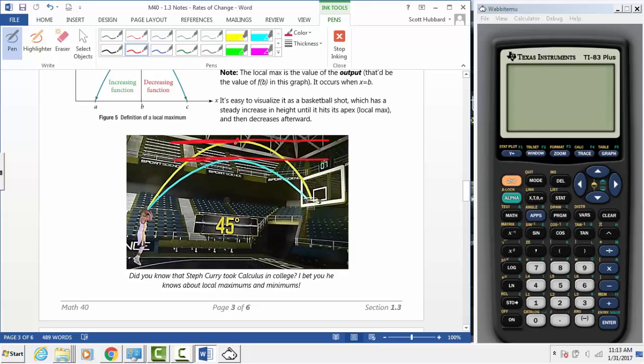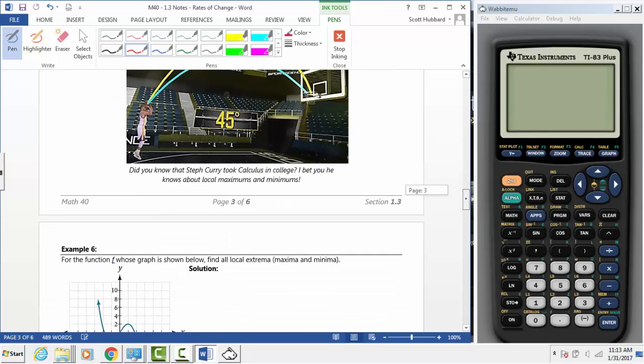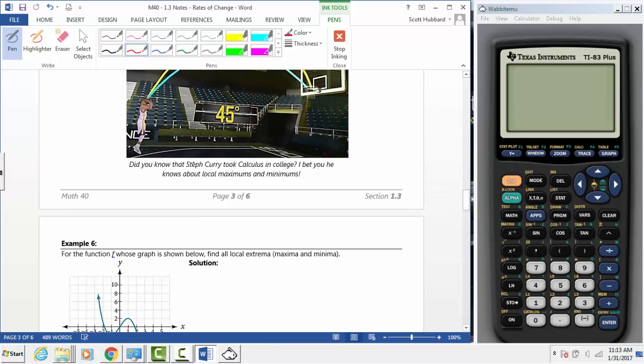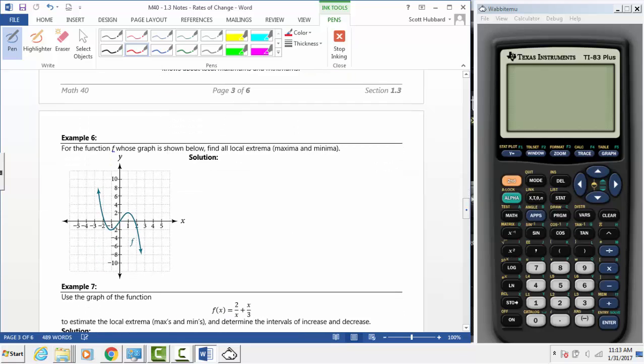So like, for instance, on this Steph Curry shot, he shoots at this golden arc a little bit higher than most people, and he has this maximum right there, whereas most shooters have it right there. Okay? And it's true. I'm not making that up. Steph Curry did take calculus in college at Davidson, so pretty cool. Calc 1.